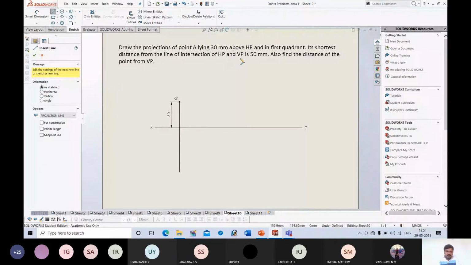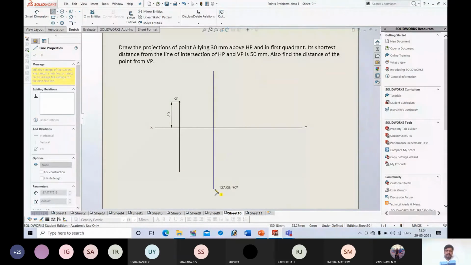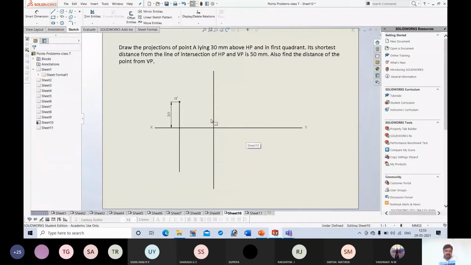So here they have not given the distance from LPP or RPP. Even they have not specified whether to consider LPP or RPP. We can choose any one. Then we can choose any convenient distance. This distance also they have not given.